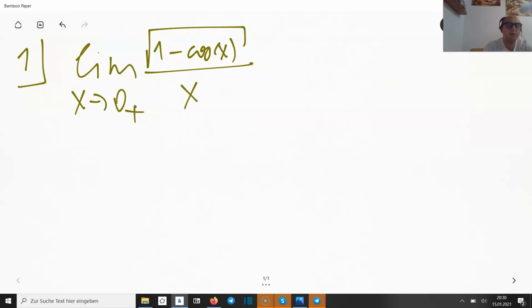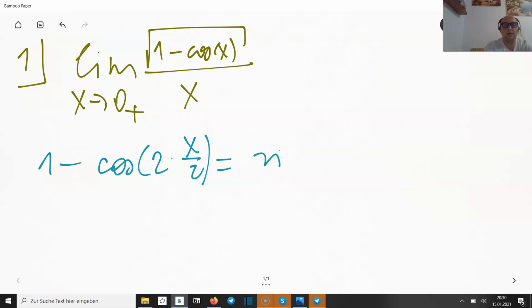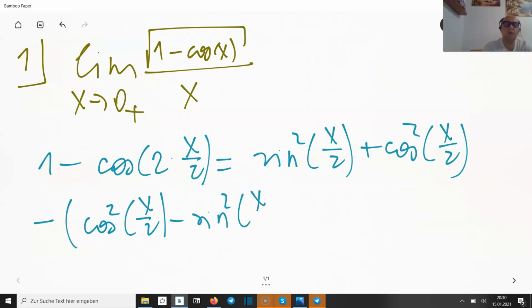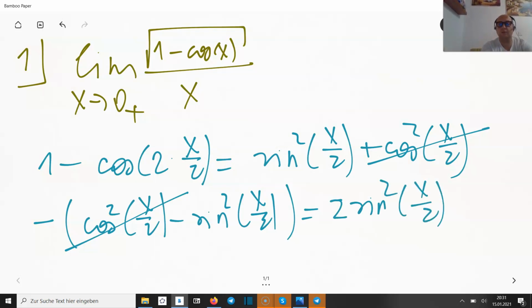All right, so what we're doing here is we remember the formula of the doubled cosine of 2 times x divided by 2 right here. So 1 can be written as sine squared of x divided by 2 plus cosine squared of x divided by 2 minus, and now we're just writing cosine squared of x divided by 2 minus sine squared of x divided by 2. Now you see what's happening. If we solve the parentheses, this is minus, this is plus, those two are gone, and plus plus, we're going to get 2 sine squared of x divided by 2.